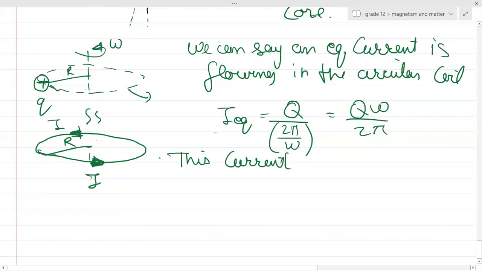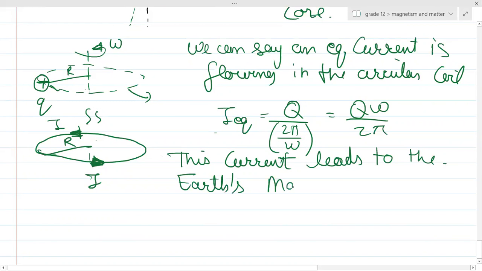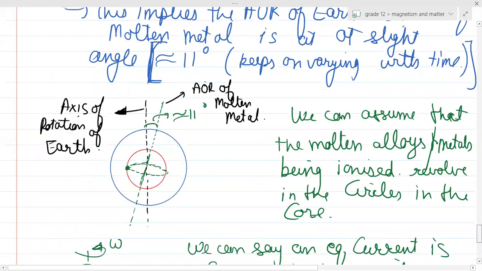This is also hypothetical, but we can assume that this theory makes much more sense as compared to the previous one. This current leads to the Earth's magnetic field. So basically, this theory made much more sense, and that's why we are discussing this particular thing.